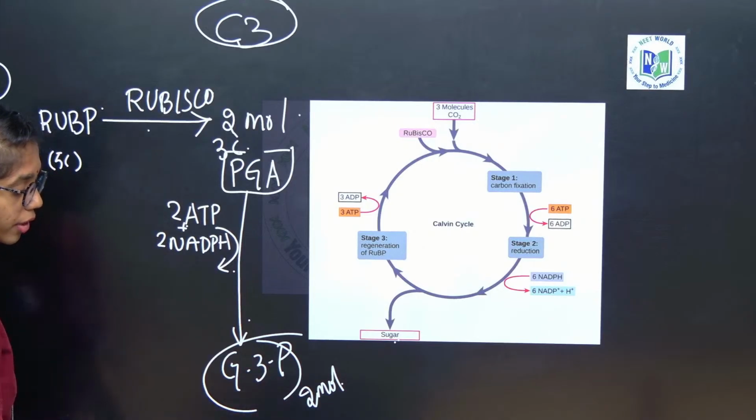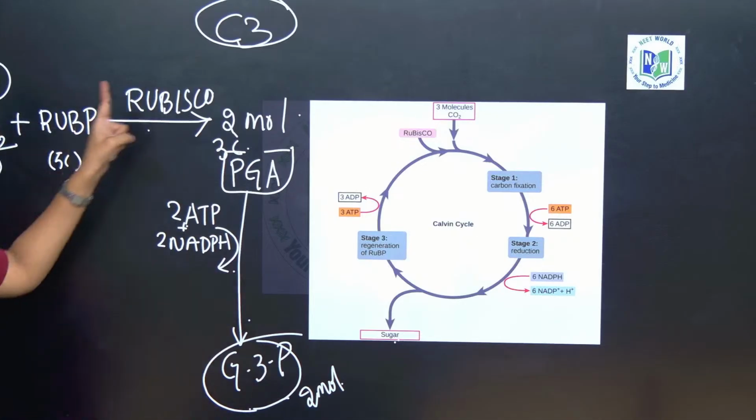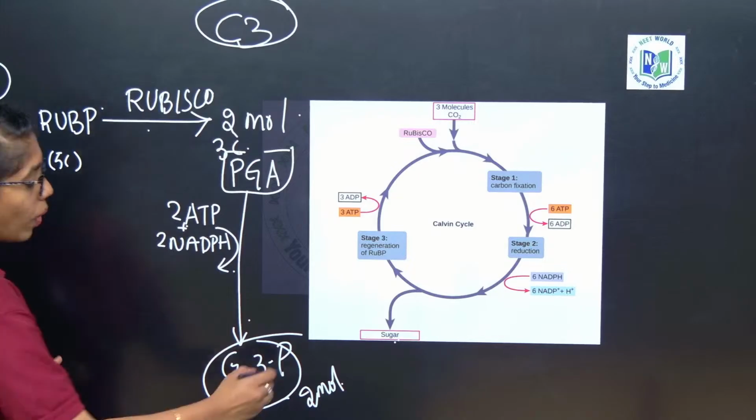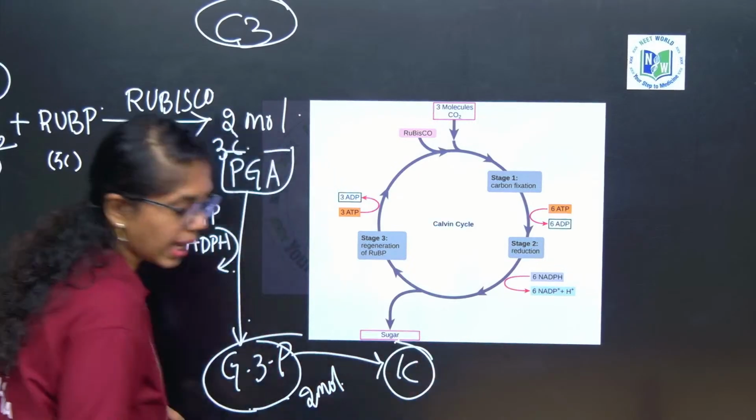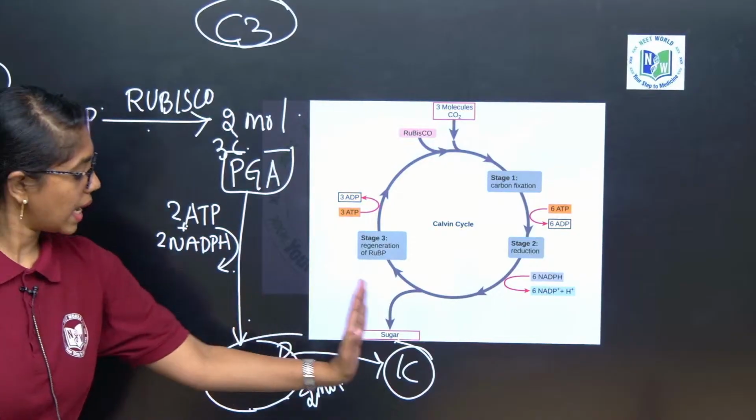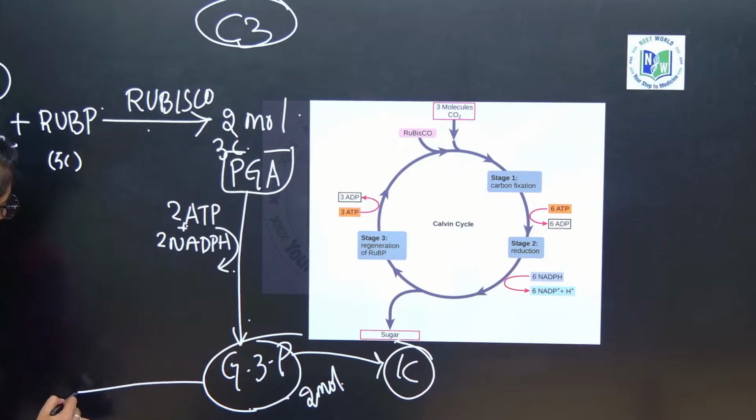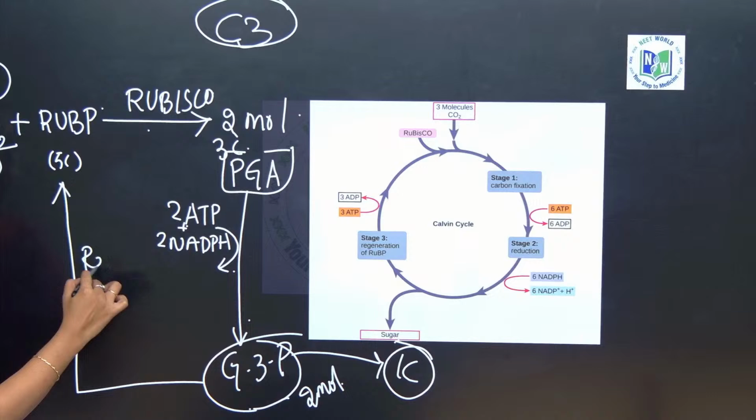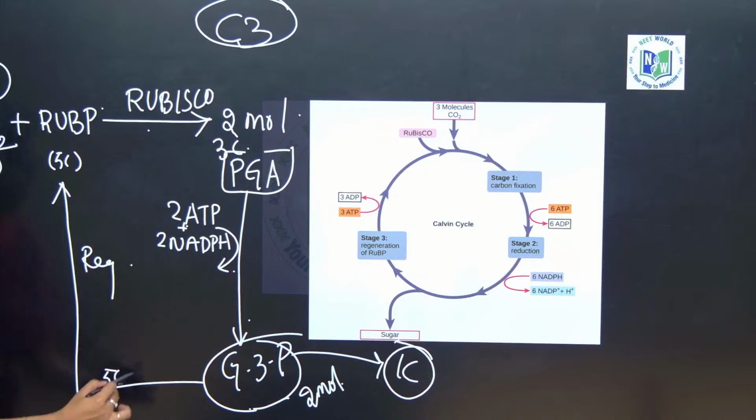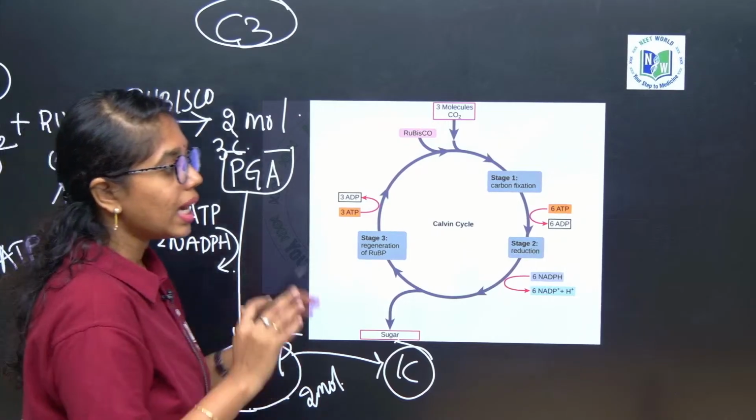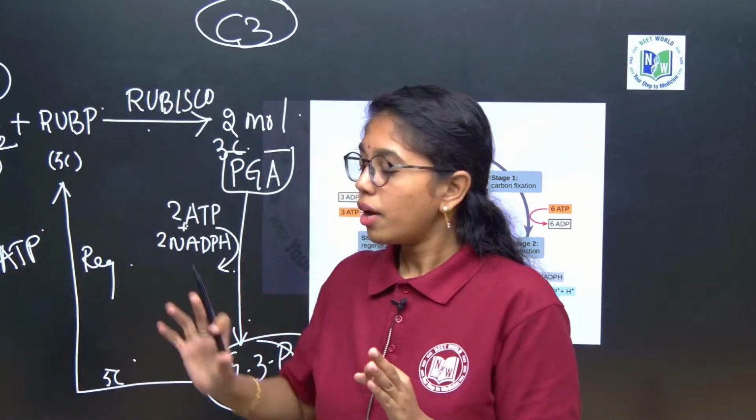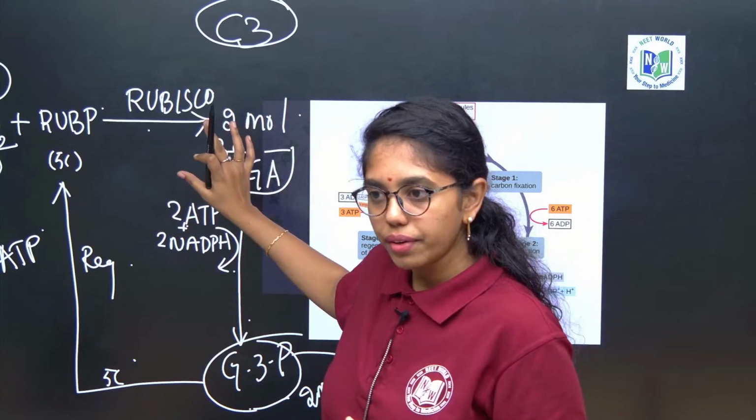From these 2 molecules of glyceraldehyde 3-phosphate, in 1 cycle, that is, 1 carbon dioxide fixing means 1 cycle, 1 carbon will escape from every cycle. If 1 carbon is escaping from 2 molecules of G3P, how many carbons will remain? 5 carbons. Those 5 carbons are regenerated back to RuBP. This regeneration requires one more ATP. Is that clear to everyone? The C3 cycle is clear to every one of you, right?